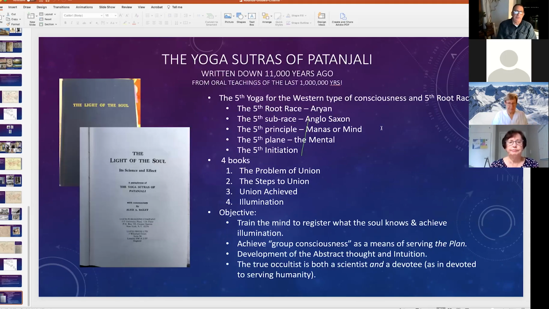Which brings us to the end of this: here we are in the fifth root race, with the Yoga Sutras of Patanjali, written down 11,000 years ago from oral teachings that had been used for the last million years. It's the fifth yoga, for the Western type of consciousness. And we're in all the fives: fifth root race, fifth sub-race, fifth principle of manas, of mind, fifth plane of mind, the fifth initiation. So everything about this root race is a five, and particularly our sub-race.